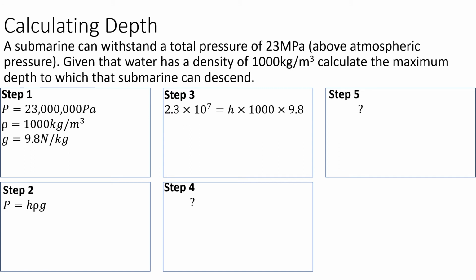A submarine can withstand a total pressure of 23 megapascals above atmospheric pressure. Given that the water has a density of 1,000 kilograms per meter cubed, calculate the maximum depth to which that submarine can descend. So this time we have megapascals. Mega means 1 million. So we have 23 million pascals. So we write down what we know, then we write down our equation, we substitute in the numbers.